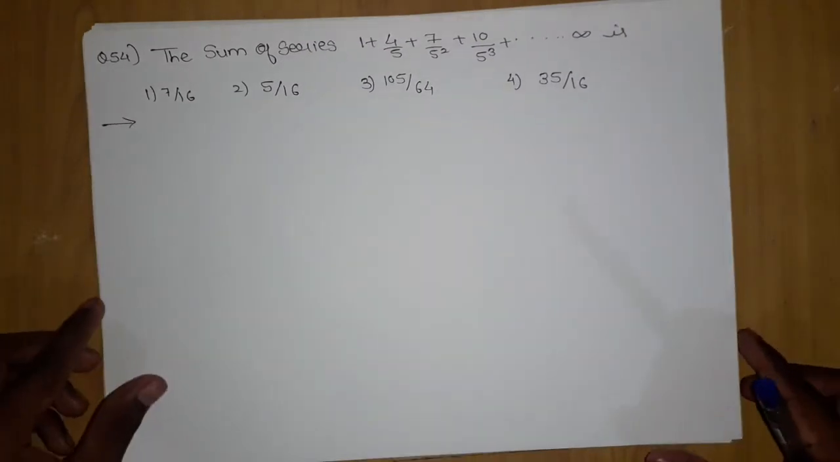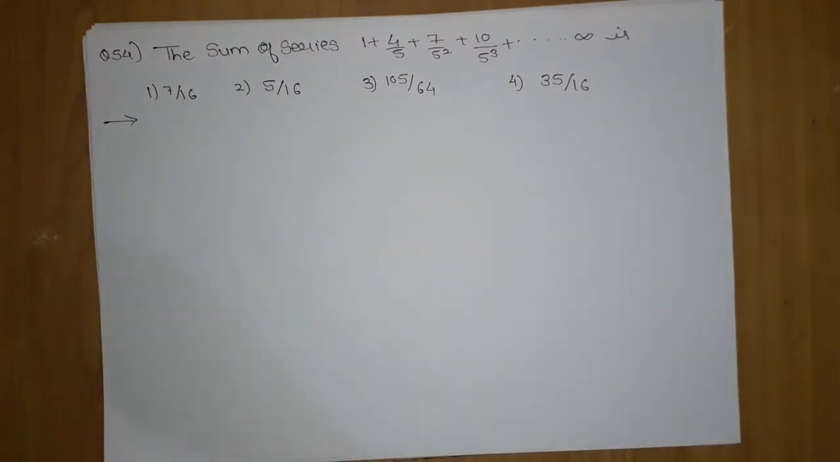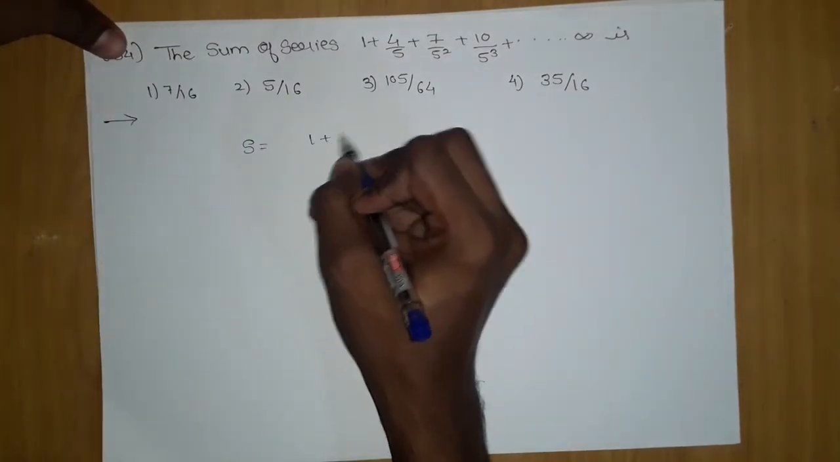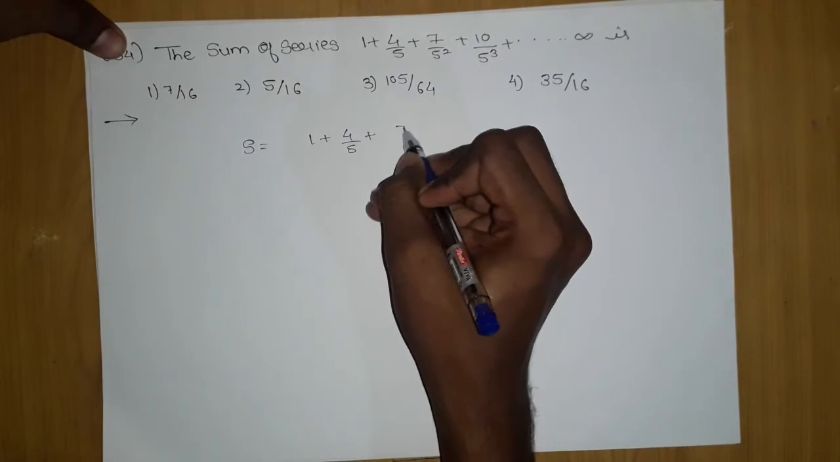Okay, the next question is question number 54. Again, this is a series type problem, and you should do it on yourself, because series type problems we have done in very detail. Take it as the series 1 plus 4 by 5, 7 by 5.